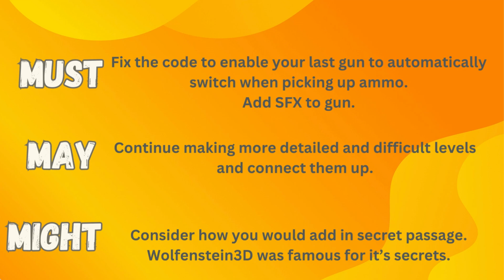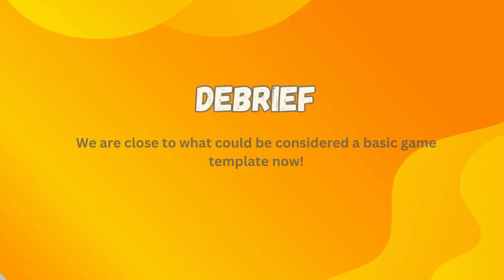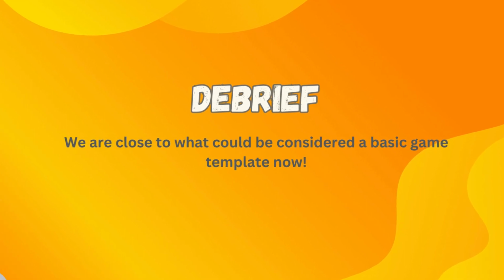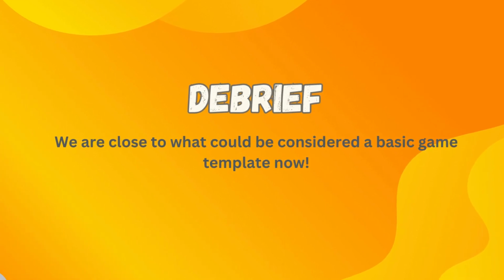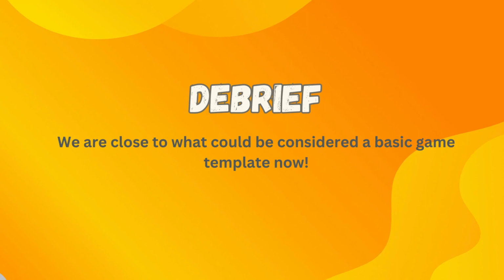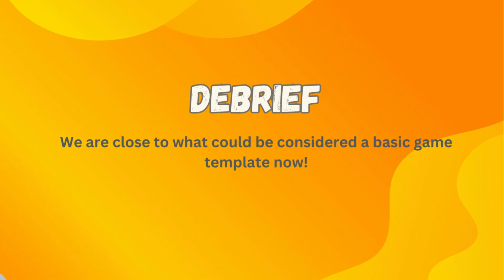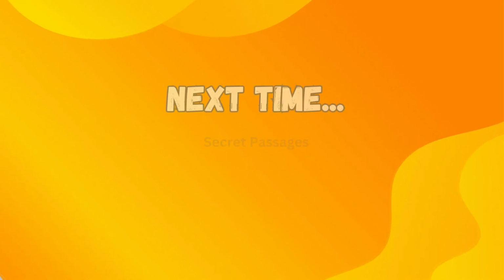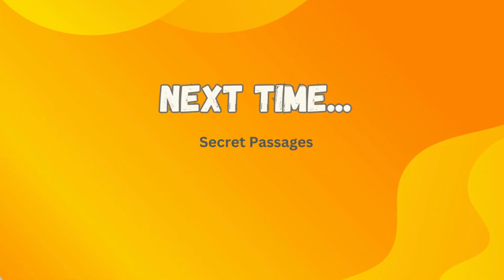And what you might consider, this is what we were going to do this week, but it's going to be next week now. You might consider how you would add in secret passages. Wolfenstein 3D has tons of them. How would we do that? Alrighty, we're getting to the end. Only a few more episodes until I think I'll cut you guys loose on this one. But we pretty much have a template that you could use to make your very own FPS now. Next time we will get around to those secret passages.